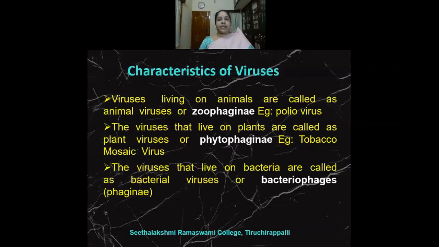Virus living on animals are called animal viruses or zoophagineae. Example, the polio virus. The viruses that live on plants are called plant viruses or phytophagineae. Example, the tobacco mosaic virus. The viruses that live on bacteria are called bacterial viruses. Bacteria itself is a microorganism. These viruses can infect or grow on the bacteria, and when they grow on the bacteria, they are called bacteriophages.